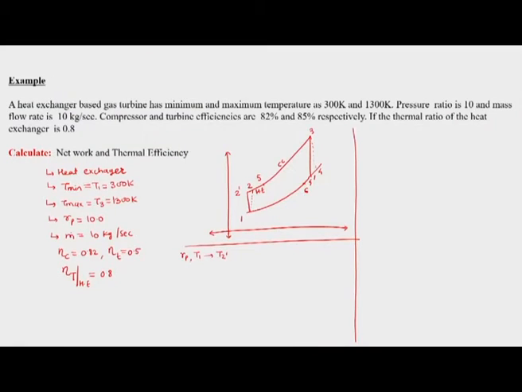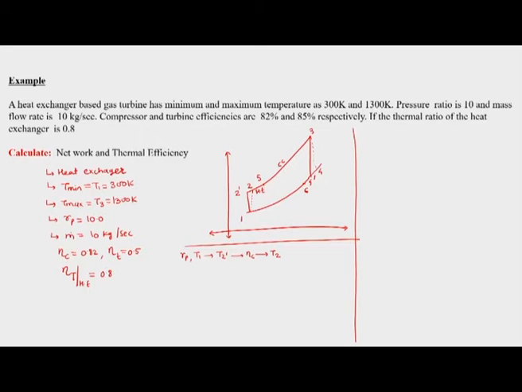So, we know T2 dash, but now using T2 dash and T1, we can use the compressor efficiency formula and find T2. We know that compressor efficiency is the ideal work requirement divided by the actual work requirement. The ideal work requirement is proportional to T2 dash minus T1 and the actual work requirement is proportional to T2 minus T1. So, this will give us T2.